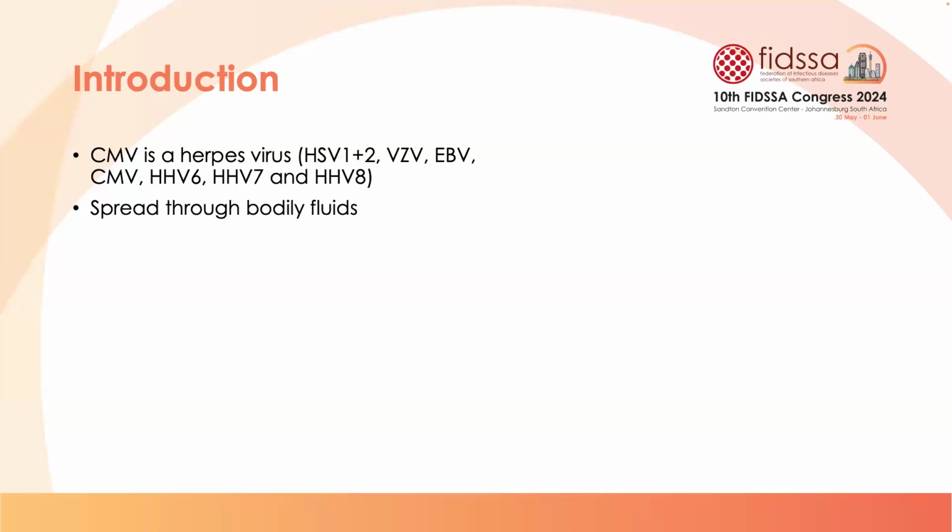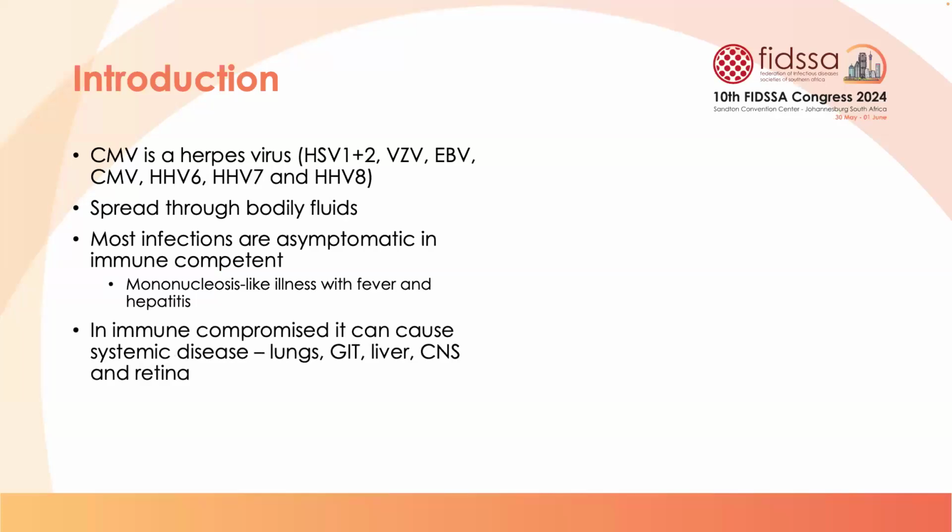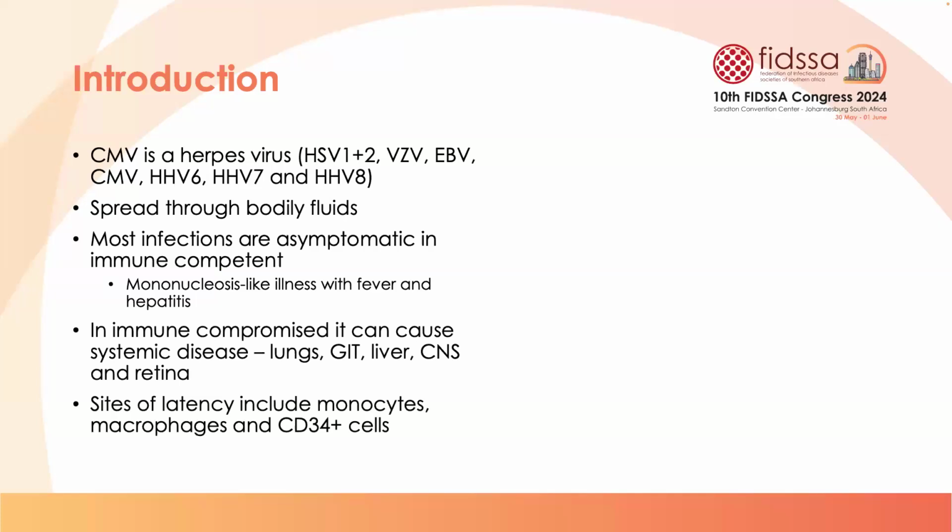It's spread through bodily fluids, so saliva, breast milk, blood, obviously, sexual contact as well. Most infections, if you're immune competent, are asymptomatic, although you can have a mononucleosis-like illness, and that can present with fever, lymphadenopathy, and even a hepatitis. But if you're immune compromised, it can cause quite significant disease. So we know CMV pneumonitis, or in HIV positive patients with advanced immune suppression, CMV retinitis, but it can really affect almost any organ.